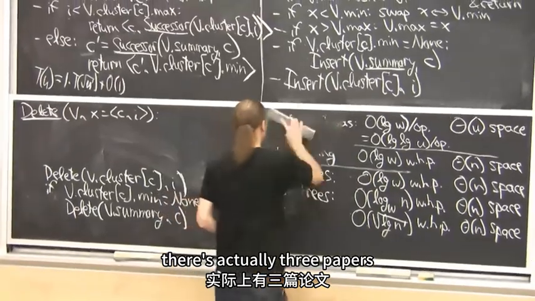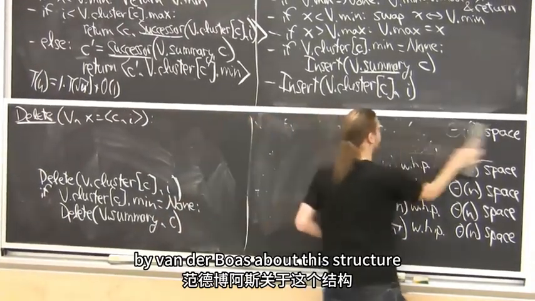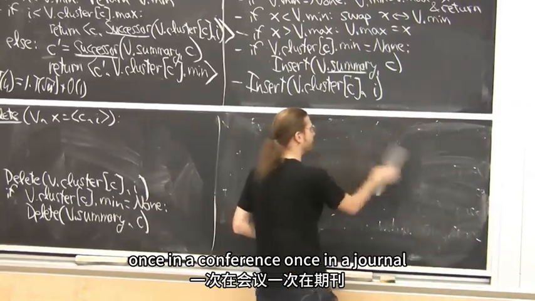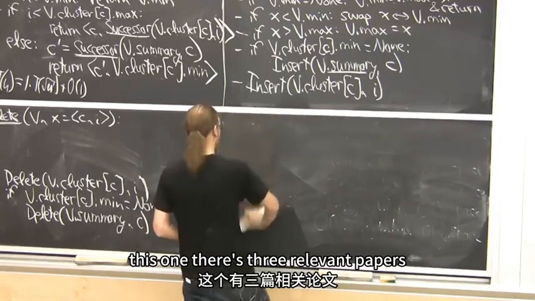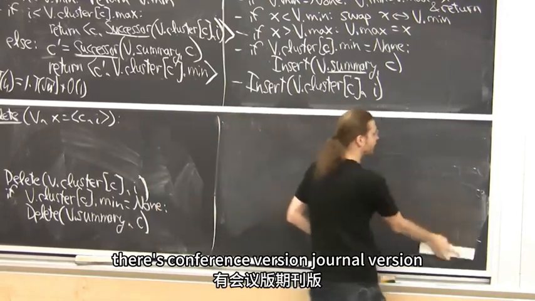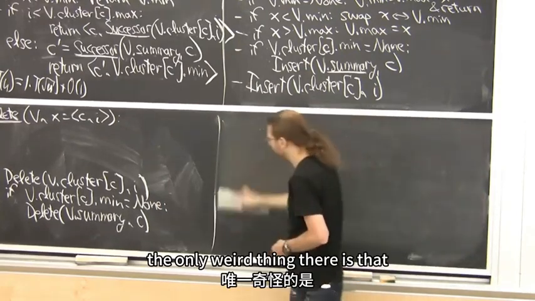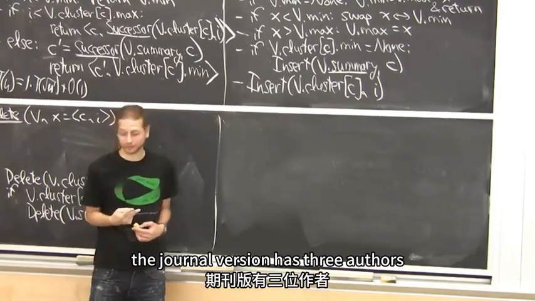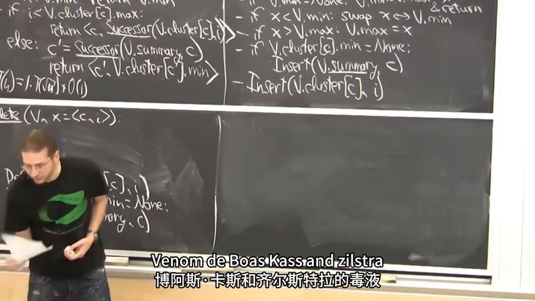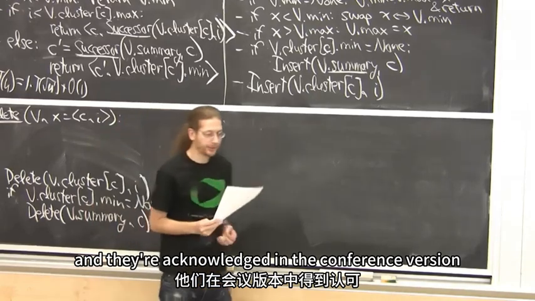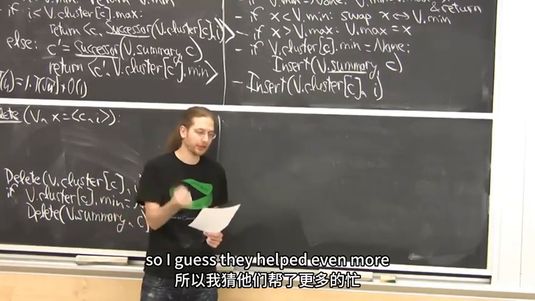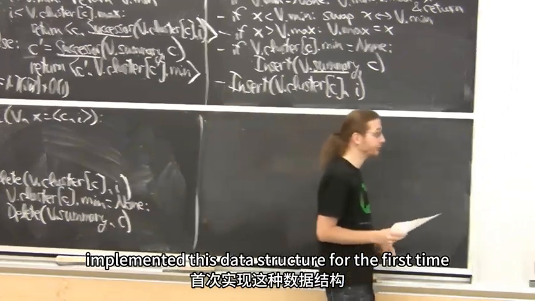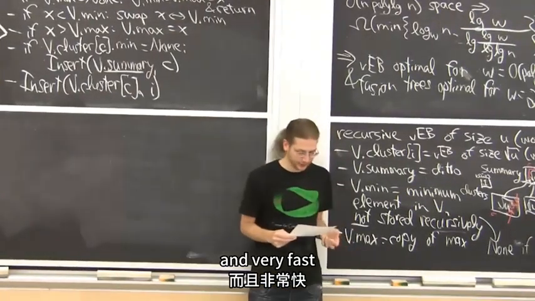There's actually 3 papers by van Emde Boas about this structure. Many papers appear twice, once in a conference, once in a journal. This one, there's 3 relevant papers. There's a conference version and a journal version. The only weird thing there is that the conference version has 1 author, van Emde Boas. The journal version has 3 authors, van Emde Boas, Kaas, and Zijlstra. And they're acknowledged in the conference version, so I guess they helped even more. In particular, I think they implemented this data structure for the first time. It's a really easy data structure to implement and very fast.